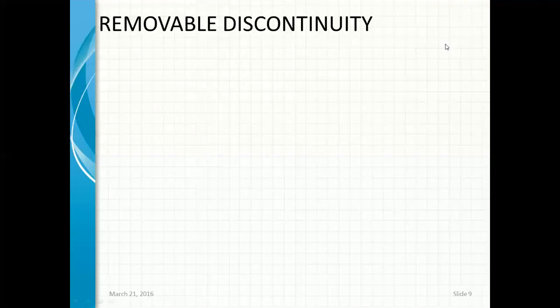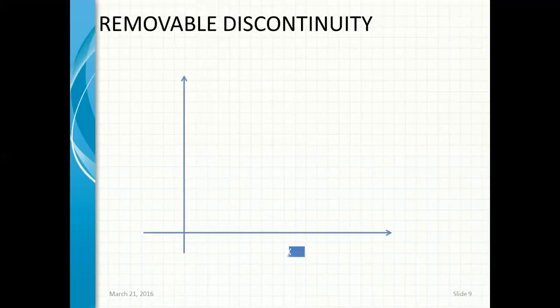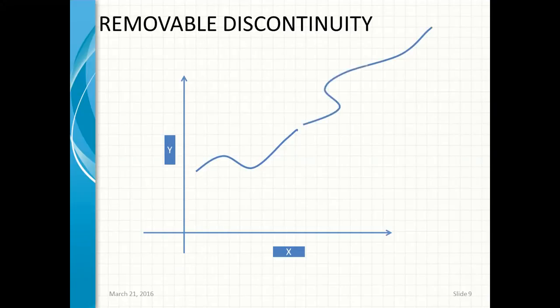Okay, so now we talk about removable discontinuity. So let us draw a curve y is equal to f(x). The curve basically has a hole at the point x is equal to 7. I'm drawing a hole here at x is equal to 7, which corresponds to y is equal to 5.